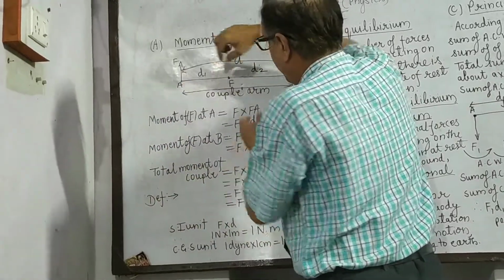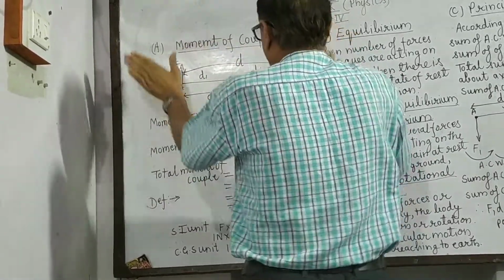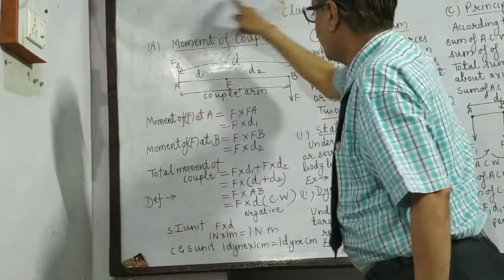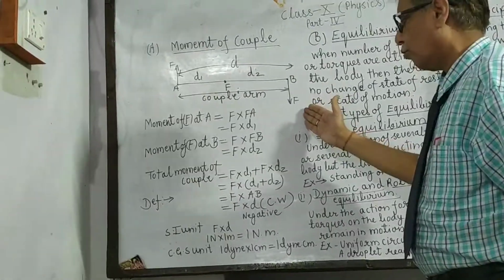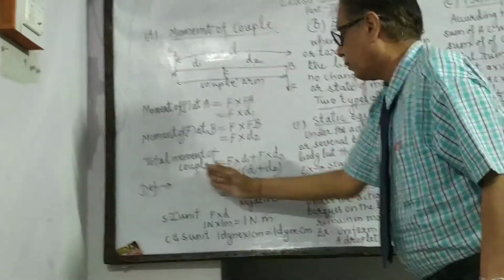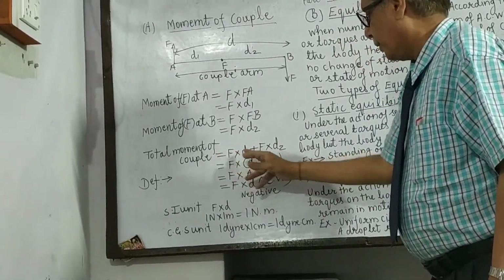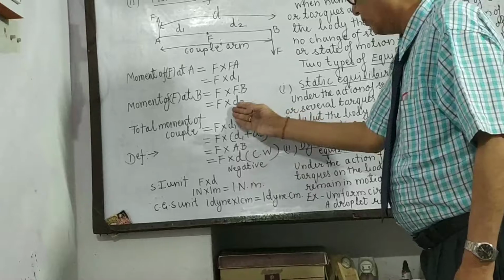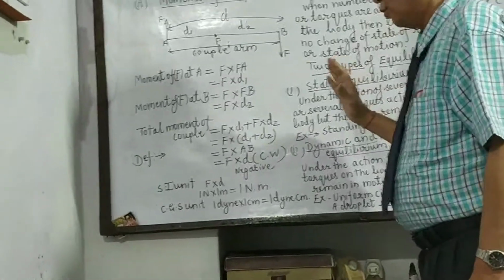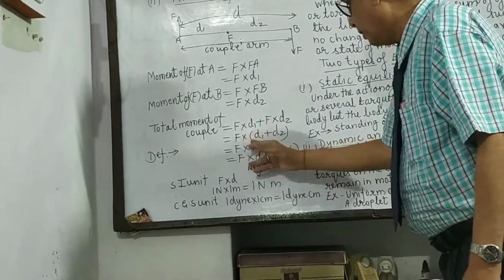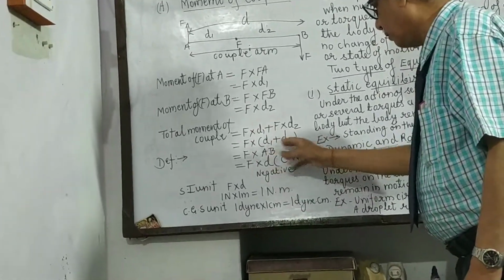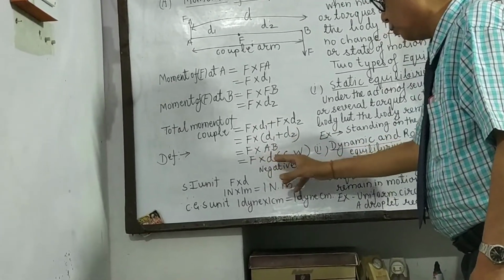Here also, this will move up. So the total turning, this is upward and this is downward, the total turning is clockwise. Here also it is clockwise. So the total moment of couple is F into D1, add this one also, F into D2. Because both are clockwise, they will be added. Take F common: F into D1 plus D2, F into AB, F into D.